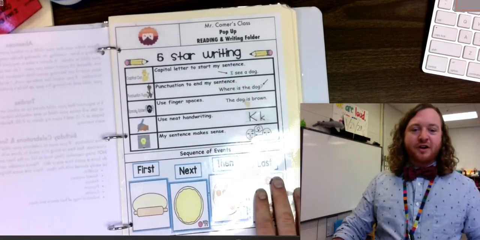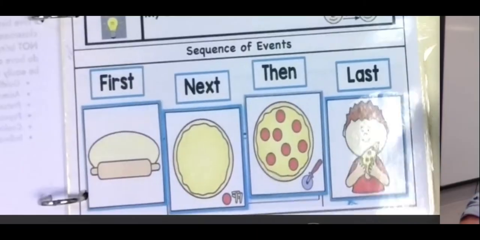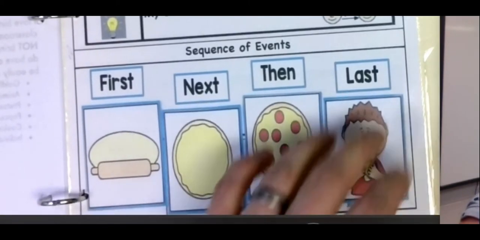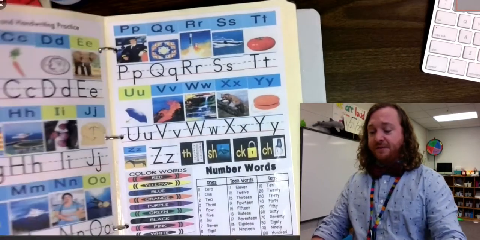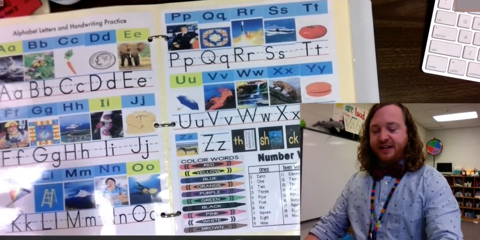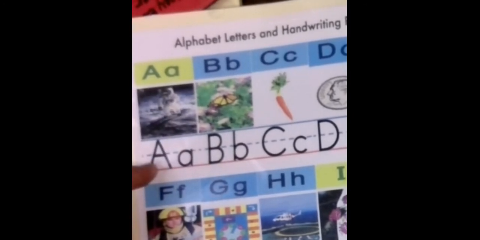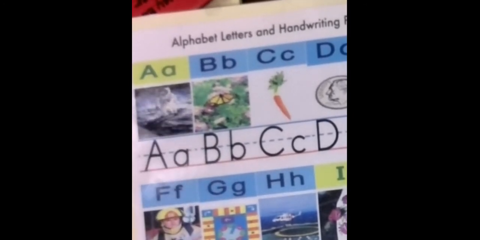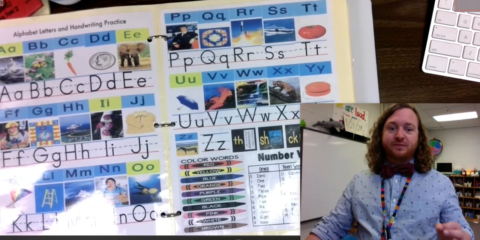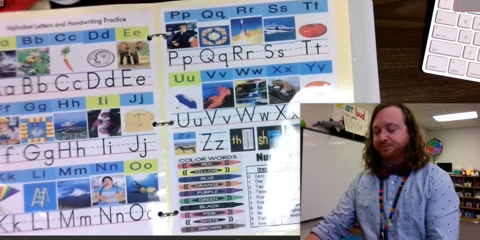Down here, when we're talking about sequence of events, like what happened first, next, then, and last, this is just here to help your child so that they can see how to spell those words when we're writing about sequence of events in the story. When you open it up, it has the whole alphabet, and underneath, you got the alphabet, the picture, and then you also have a line with the alphabet so that your child can know how to print that letter correctly. If you're ever wondering what it's supposed to look like, just look on here. That's exactly what it's supposed to look like.